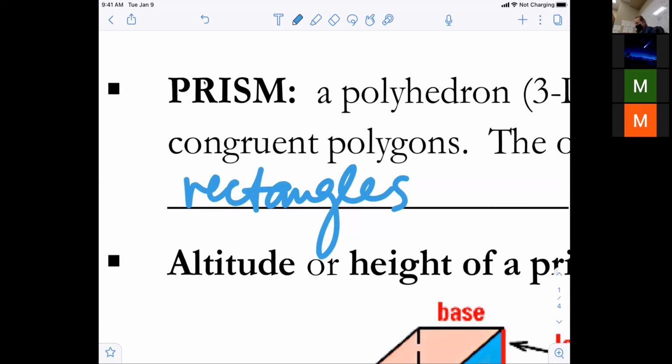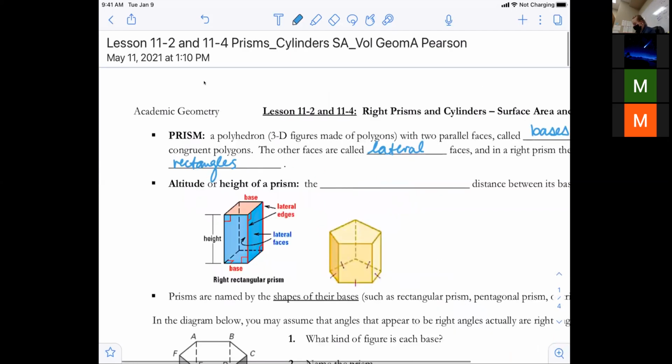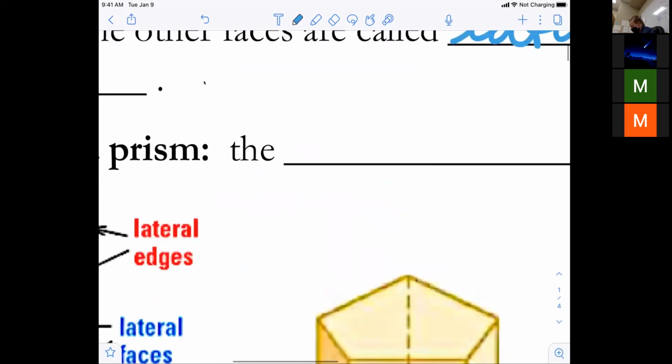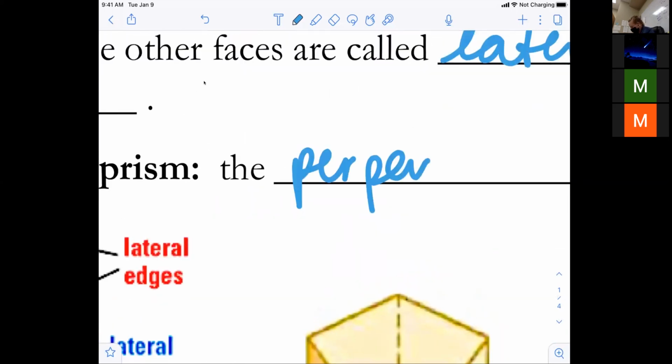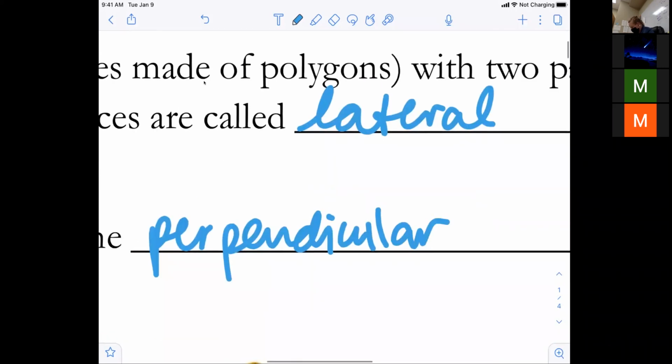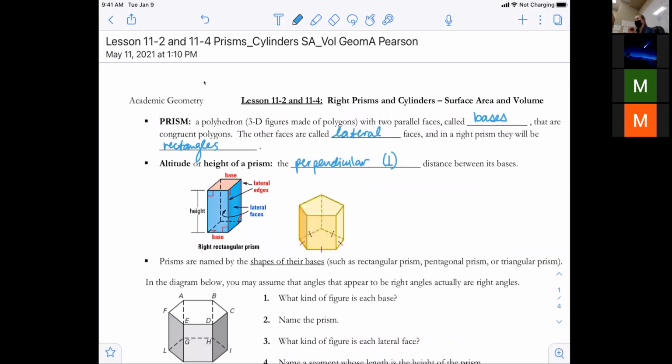The altitude or the height of a prism is the perpendicular distance between its bases. I drew a little upside down T. That's our perpendicular sign. Don't make it any harder than it is. It's just the distance between one base to the other base. If there's any slanted or diagonal distance, we don't get to count those.